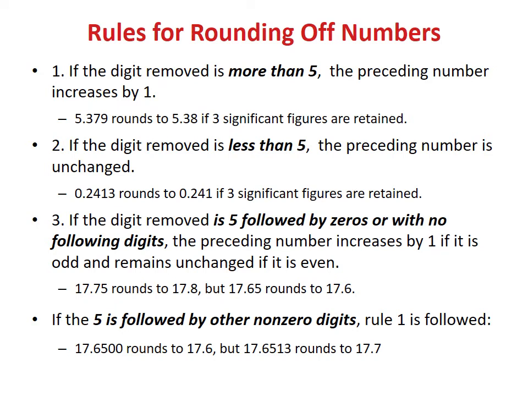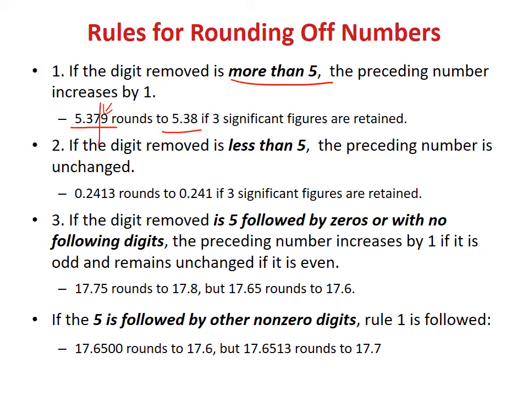As we have seen from the last few examples, sometimes we need to round off numbers, and here are some rules for rounding off numbers. If the digit removed is more than 5, then the preceding number increases by 1. For example, this 5.379, we want to round off to 3 significant figures. The number after the third figure is 9, which is greater than 5, and therefore the 7 before it needs to add 1, and so it gives you 5.38.